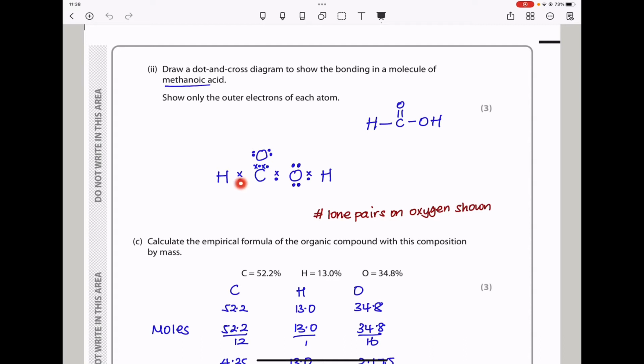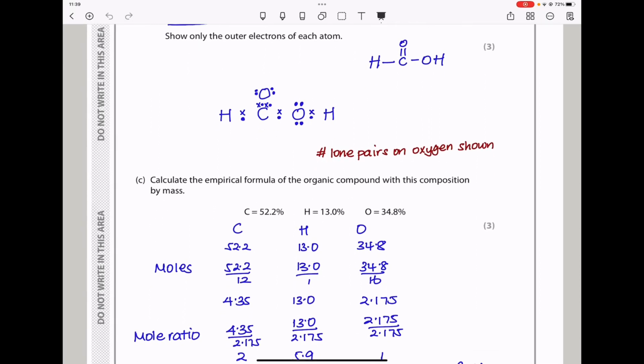The hydrogen with its electron, then carbon having 1, 2, 3, 4 electrons, and then oxygen having 1, 2, 3, 4, and the 2 shared ones from oxygen, while the 2 shared ones for carbon create a double bond. Remember, each bond has 2 electrons, so if there is a double bond, there are going to be 4 electrons that are shared. Then we have this single bond, which is like that. And then oxygen having 4 unpaired electrons, the 5th here and the 6th here, then hydrogen and its 1 electron. So the lone pairs on oxygen had to be shown to get full marks.